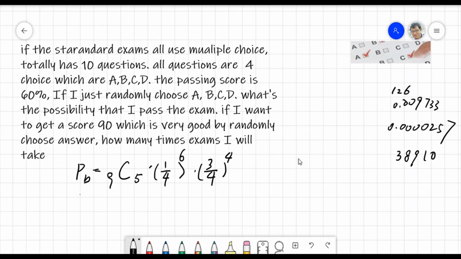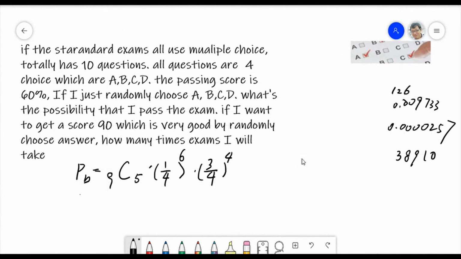I will not calculate it. I already have a calculation here, so I just let you know. 9C5 is 126. This number and this number are quite long, but the result, I can tell you, is 0.009733. This I can say is close to 1%. Am I right?